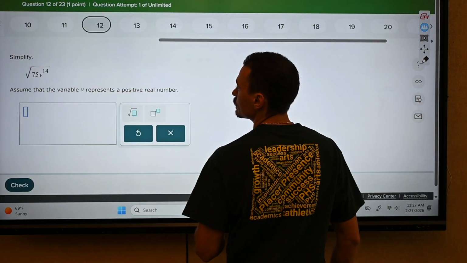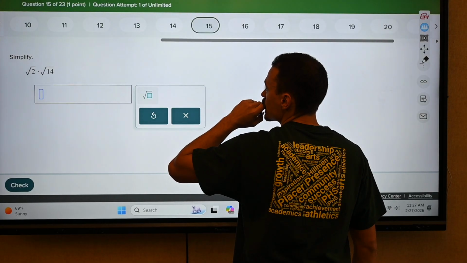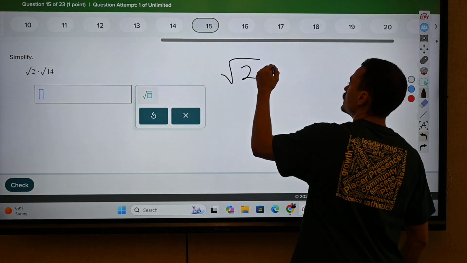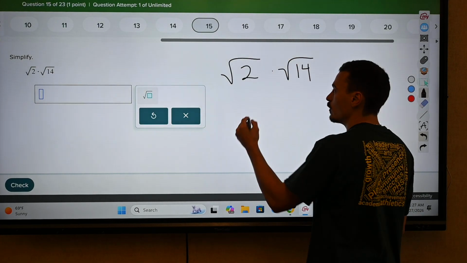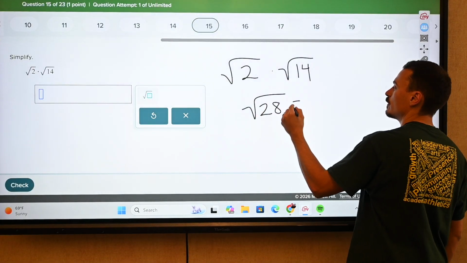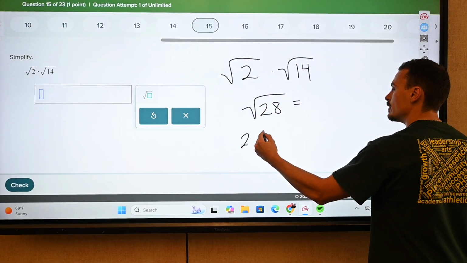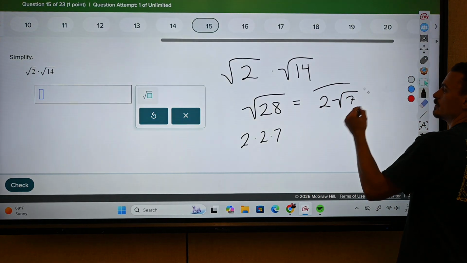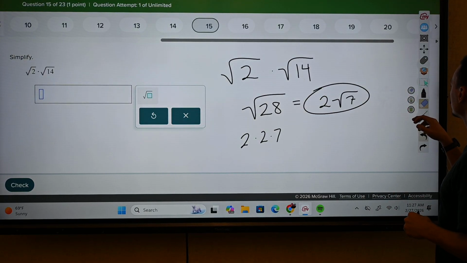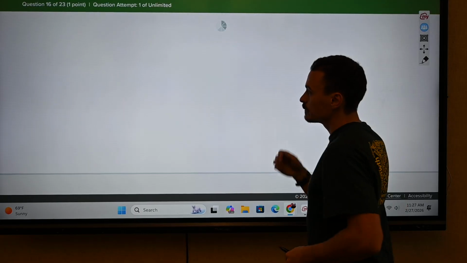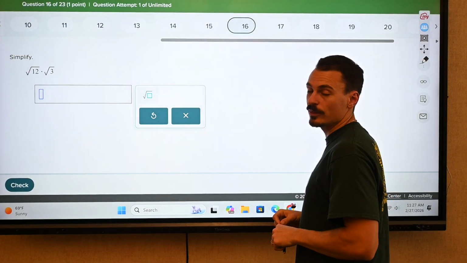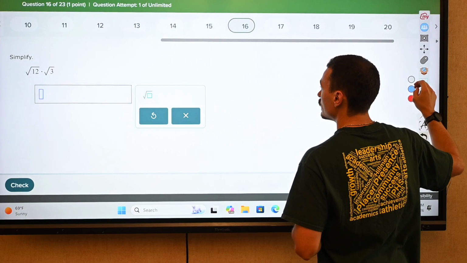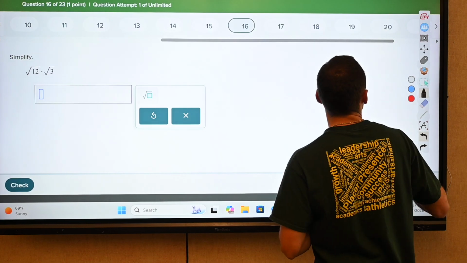Let's keep going. That one's easy. Okay. Quickly, this is square root of 2 times square root of 14. You can multiply like normal. Okay, 28 is 2 times 2 times 7. So we get 2 root 7. Same thing, you get 36, 2 times 18, 2 times 9, 3 times 3. So the answer would be 6.